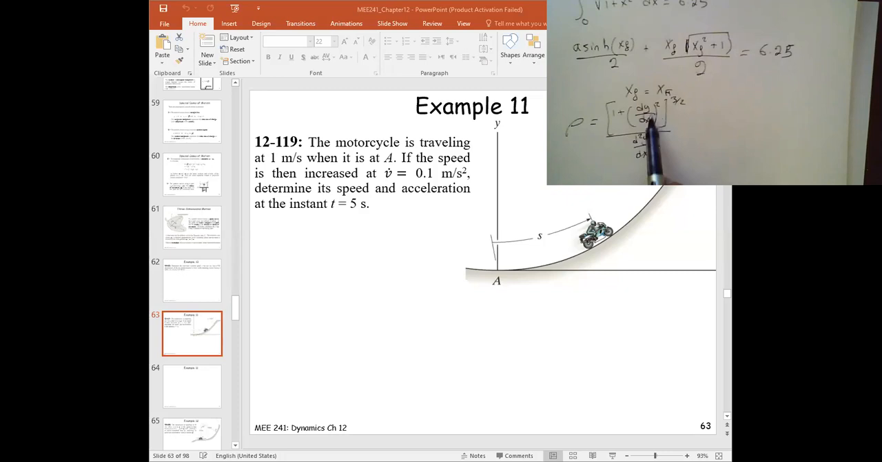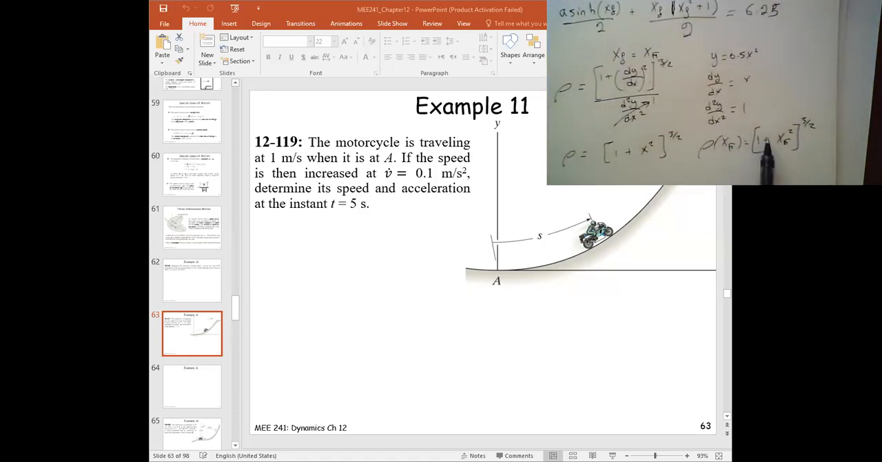What is d2y over dx squared? We differentiate the function, the second derivative: 0.5 times 2x, which is going to be equal to 1. So this is equal to 1. We still have this, so rho is equal to 1 plus dy over dx squared, where dy over dx is equal to x, to the power 3 over 2. So rho of xf is equal to 1 plus xf squared to the power 3 over 2. This is your radius of curvature.